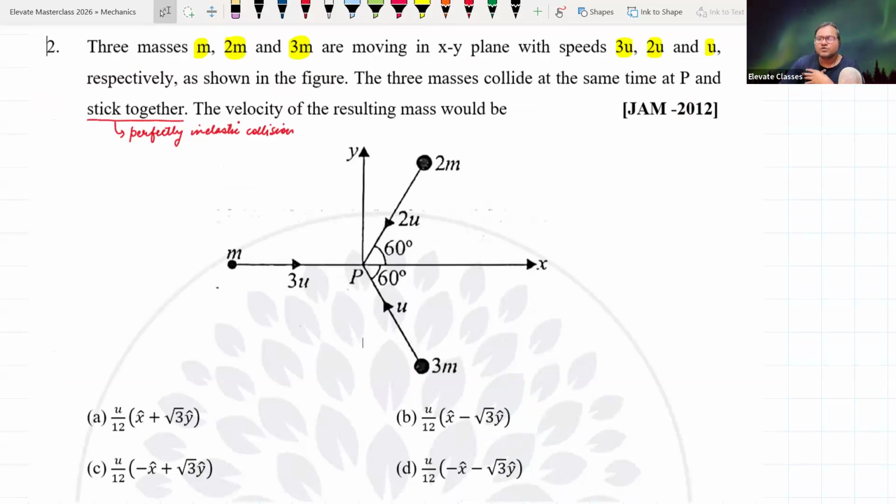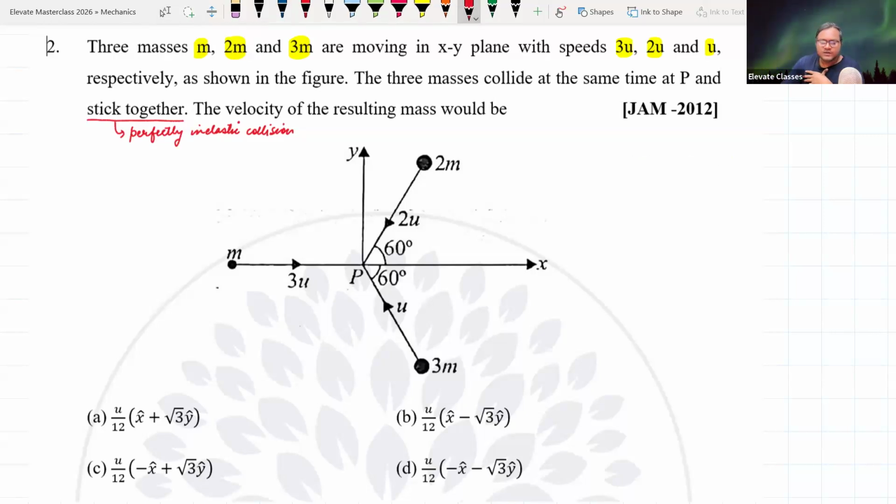Now, why is this question interesting? It is interesting because the collision is happening on a plane. Usually, if you have done collision problems in 11th and 12th, which you must have, you did questions where the collision happens along a particular axis, the x-axis. Here the collision is happening in the xy plane. So we will have to take care of conservation of momentum along the x-axis as well as the y-axis. So there are multiple things happening here.